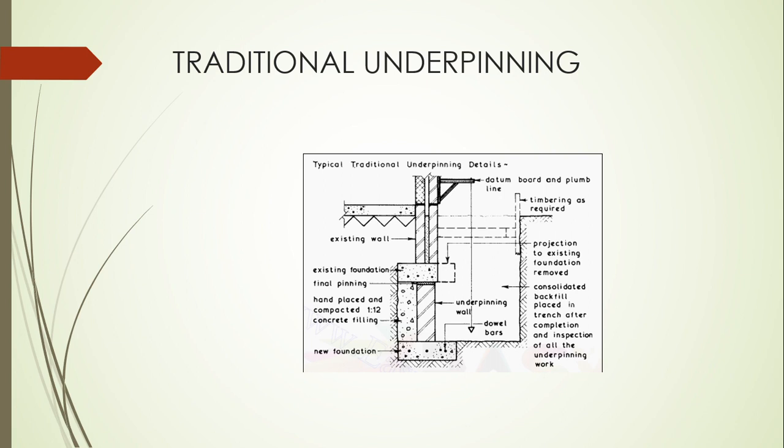You can see here is the timbering which has already been done to support this side of the wall. You can see here is a datum board and plumb bob for the levels and checking the verticality of the walls. And those are the typical details of traditional underpinning methods.